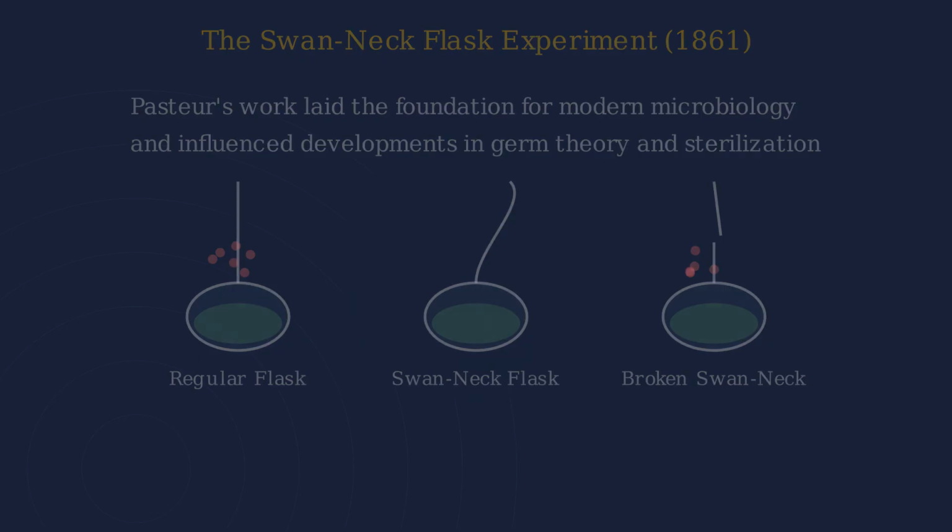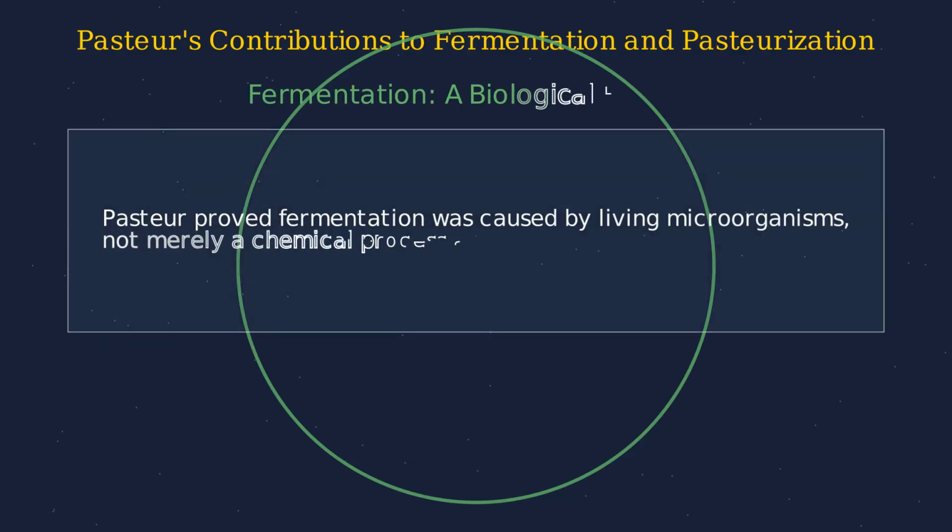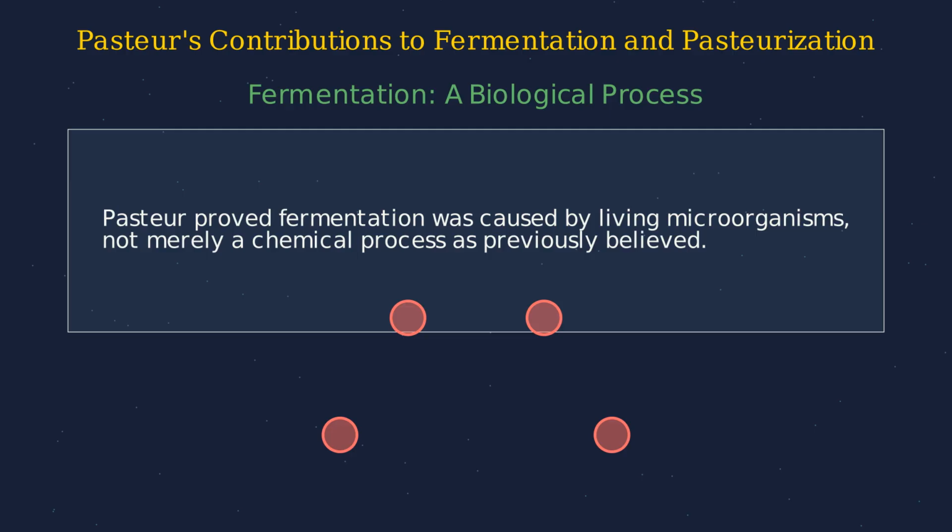This landmark achievement was just one of Pasteur's many contributions to science and medicine. Louis Pasteur made groundbreaking discoveries about fermentation in the 1850s and 1860s. Prior to Pasteur's work, fermentation was thought to be a purely chemical process. Through careful experimentation, Pasteur demonstrated that it was actually caused by living microorganisms. Pasteur identified yeast cells as the microorganisms responsible for alcohol fermentation in beer and wine.